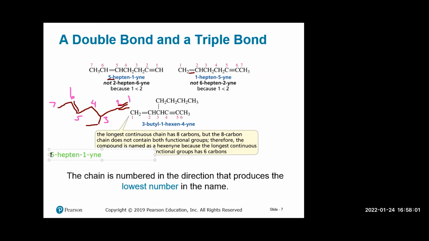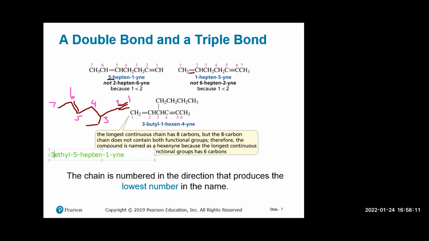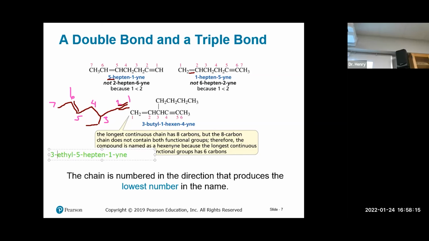And then it'll be 3-ethyl, 5-heptyn, 1-ene. So 3-ethyl. And then that's it. So 3-ethyl-5-heptene-1-yne. Okay. Good. Yes.